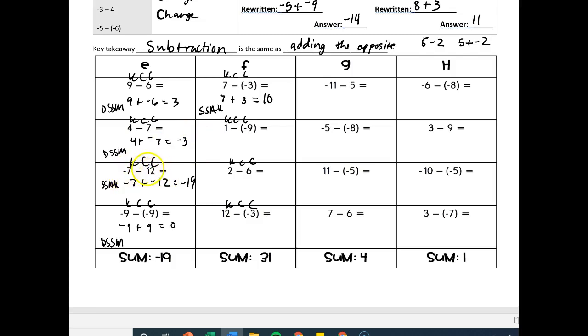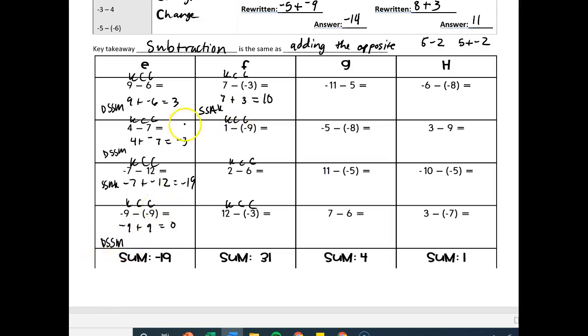Negative 7 minus 12: keep the negative 7, change the minus sign to a plus sign, change the 12 to a negative 12, so it becomes negative 7 plus negative 12. Those are same signs, so you add and keep the sign. 7 plus 12 is 19, keep the negative sign, negative 19. And negative 9 minus negative 9: you keep the negative 9, change the minus sign to a plus sign, change the negative 9 to a positive 9. Negative 9 plus 9 is 0 because that's a DSSM. That's also the additive inverse.